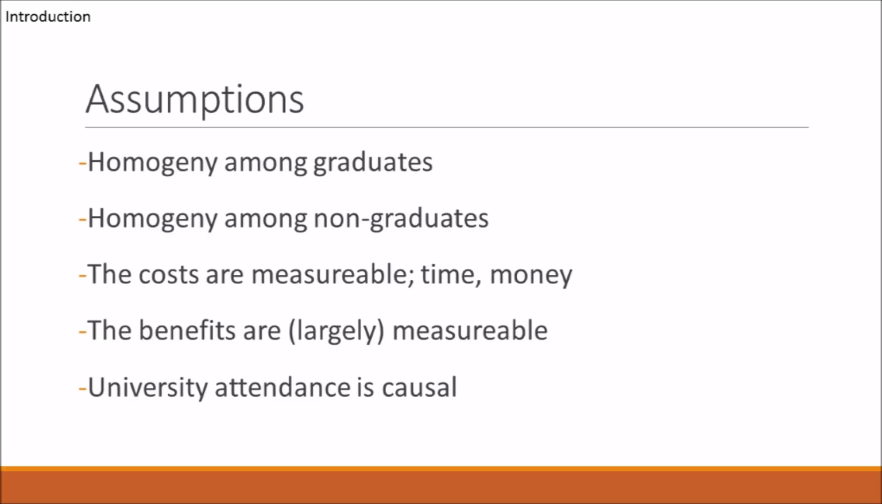This second pairing of assumptions are regarding the measurability of both the costs and the benefits of attending university. This is where our key questions break down into typical economic quantifiers, such as salary and employment prospects, and atypical measures, happiness and the university experience.